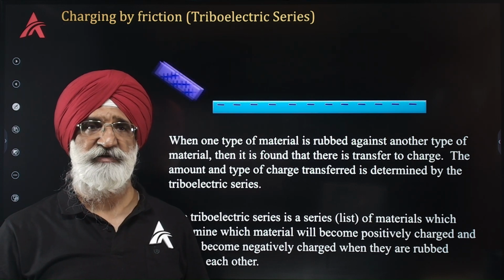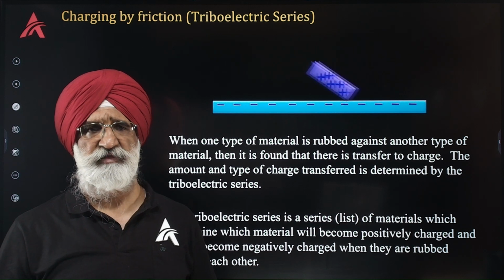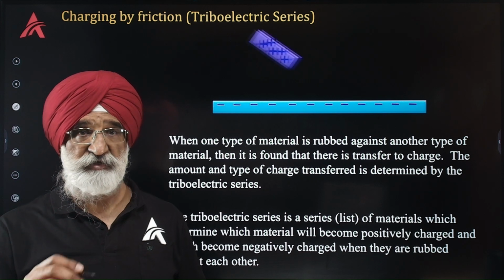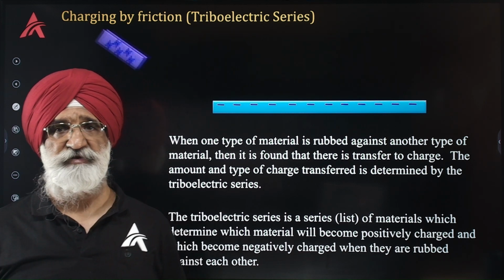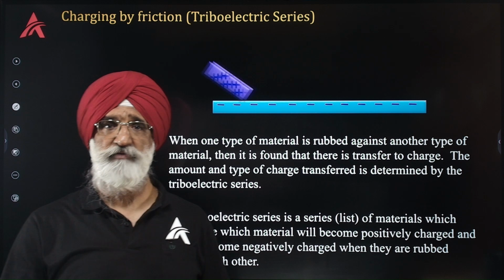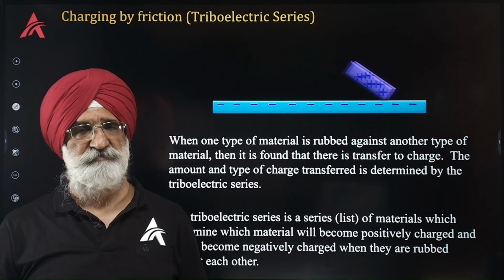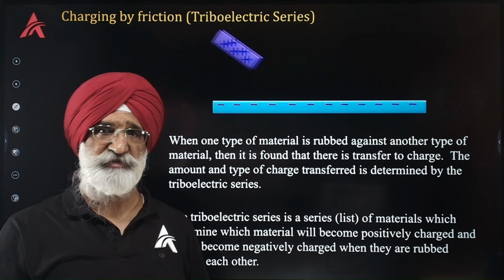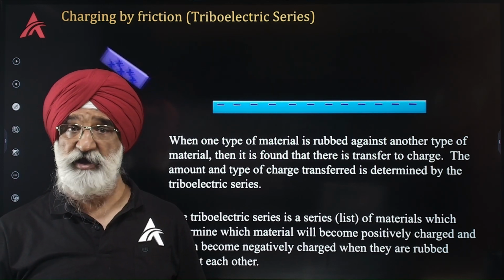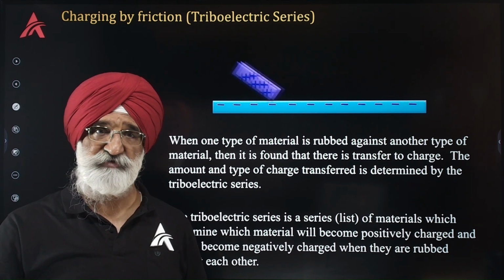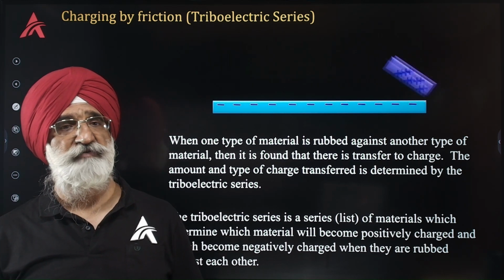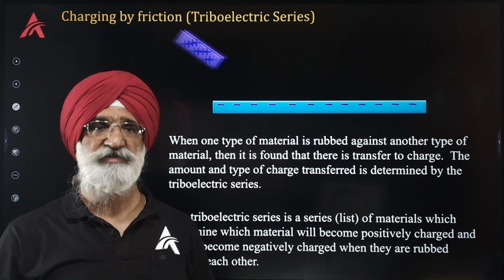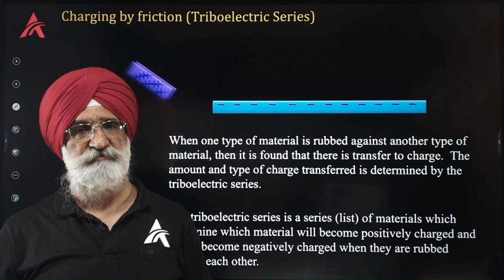Scientists have conducted a number of experiments and studied the properties of different elements. They formed a series of elements to determine how the transfer of electrons will take place when the elements in that series are rubbed against each other, and which element will become positively charged and which will become negatively charged. This series is known as the triboelectric series.